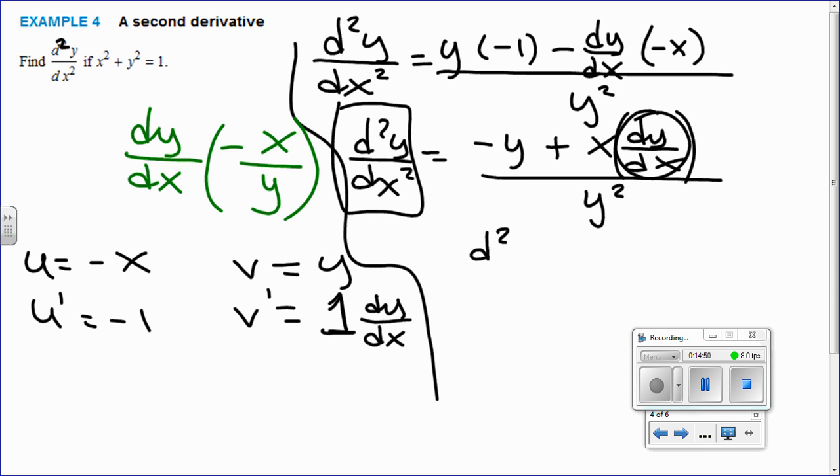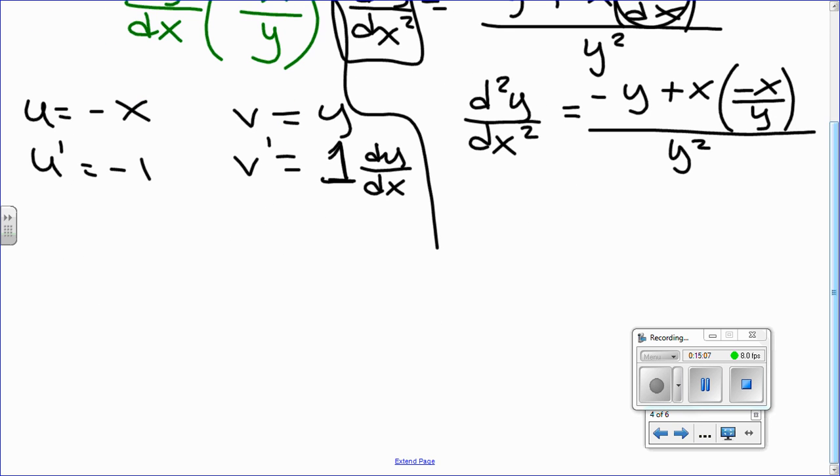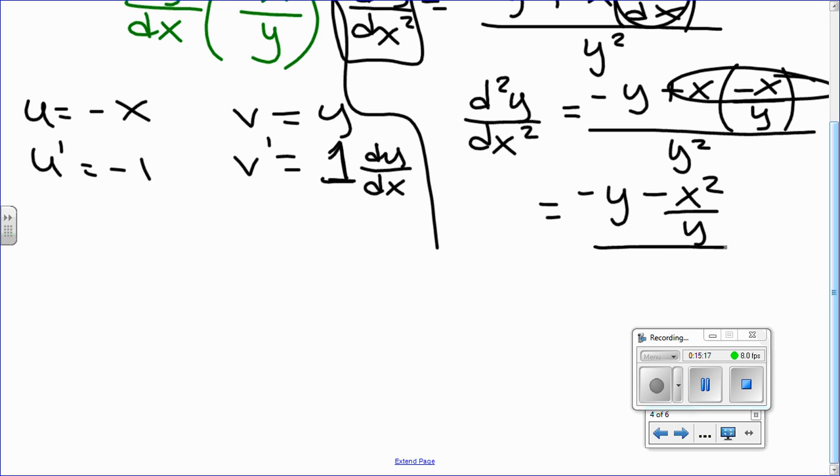So the second derivative will be -y plus x, and then we do our substitution, so negative x over y, and all of that divided by y squared. Okay, so negative y, and here we multiply straight across, so that would be minus x squared divided by y, and then over y squared over 1.